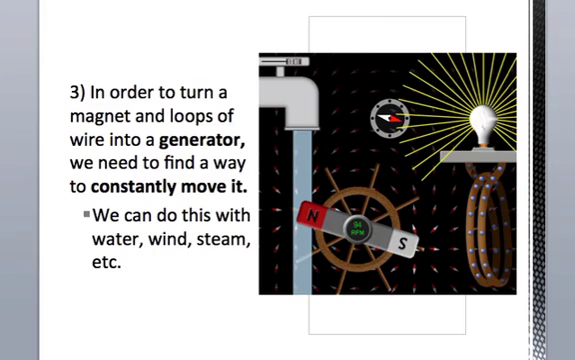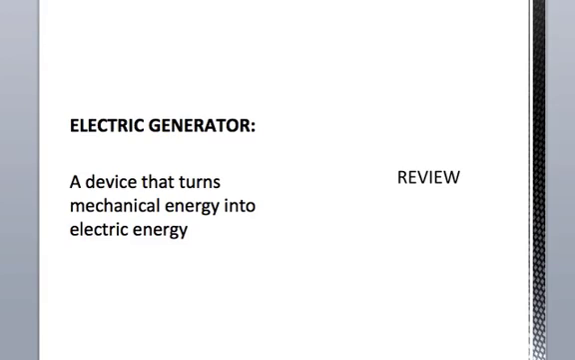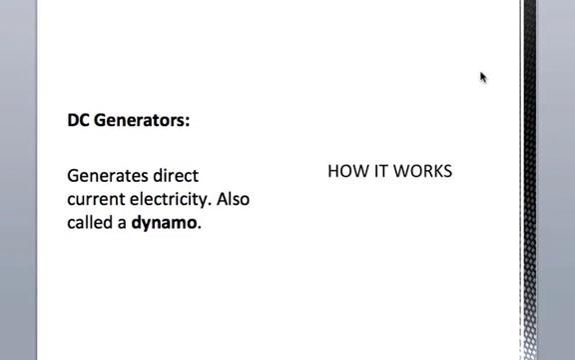And the last thing we talked about that's going to bring us to our next topic is that if we can move a permanent magnet next to a coil of wire connected to a load, we can actually turn that into a generator. We can generate electricity, turning mechanical motion into electrical energy. So, an electric generator is a device that turns mechanical energy into electric energy. So a DC generator is basically a generator that produces direct current.